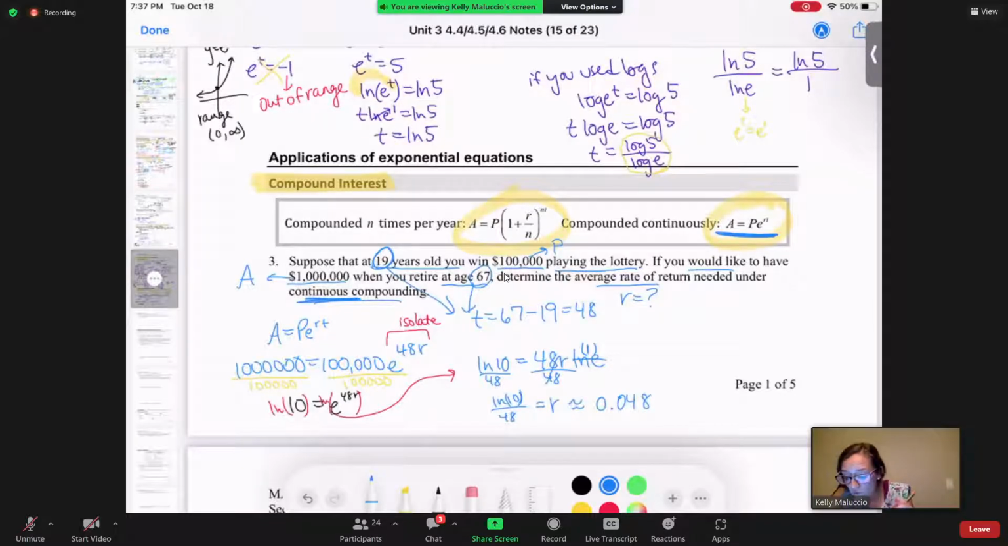And now 0.048 is not my answer, because my question was determine the average rate of return. So it's a rate, right? I want to give the percent now. So instead of moving the decimal over 2 times to the left, which is what we normally do, we're going to move that bad boy 2 times to the right. And we're going to say my answer is 4.8%.